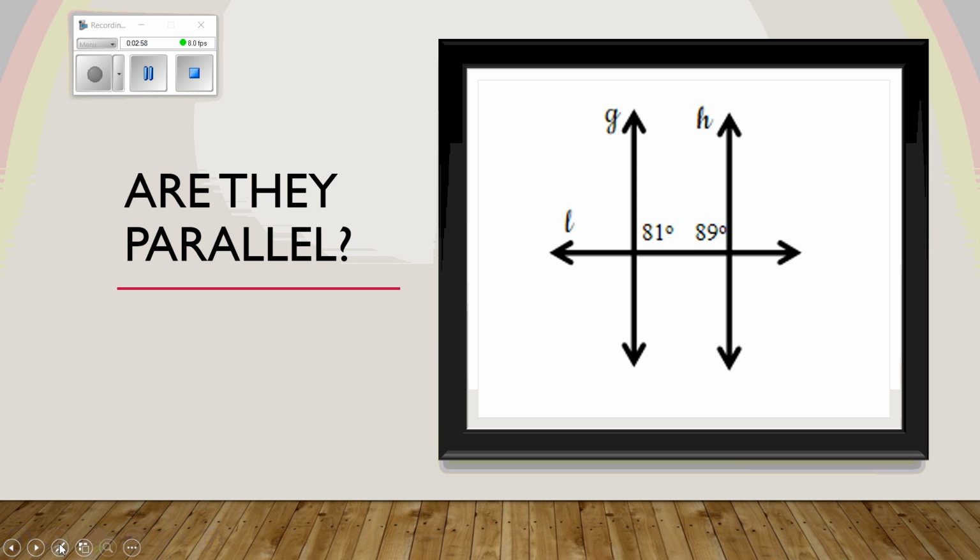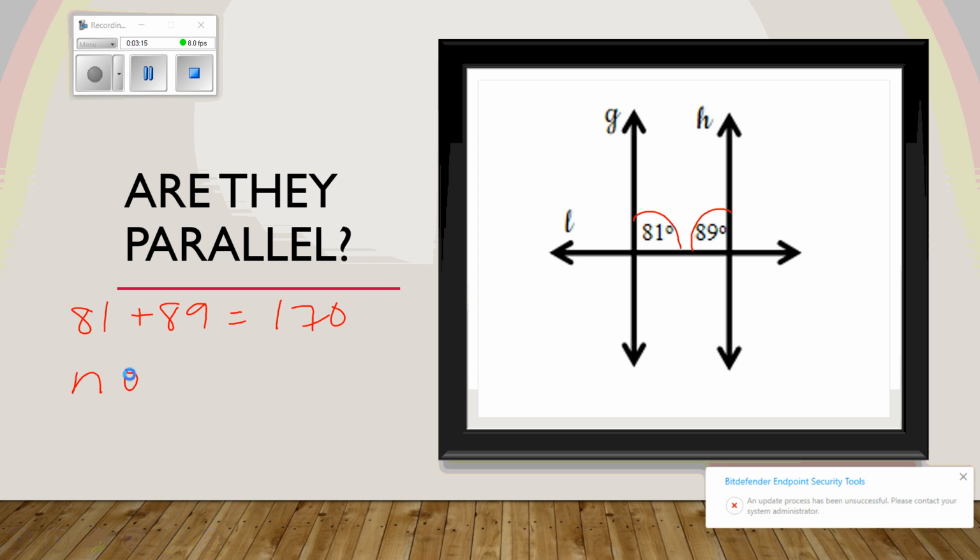Are these parallel? Let's see, we have same side interior angles, and if you recall, those need to add up to 180. So we'll do 81 plus 89, which would give us 170. That does not add up to 180, so no, these are not parallel.